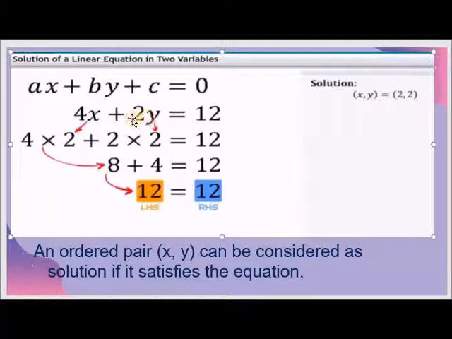And if we put the value of x as 2 and y also 2, and if we solve them, let's see what will come. 4 into 2 plus 2 into 2 is equal to 12. 4 2s are 8 plus 2 2s are 4, and 8 plus 4 is equal to 12. So here we have noticed that our left hand side is equal to right hand side. So any ordered pair x comma y can be considered a solution if it satisfies the equation. Means any value of x and y which satisfies the equation is known as a solution of the linear equation.